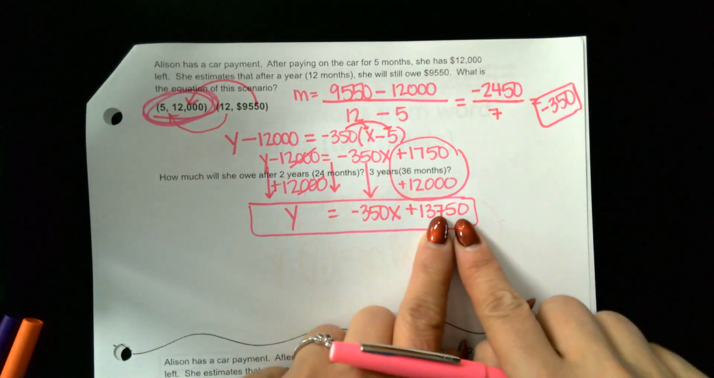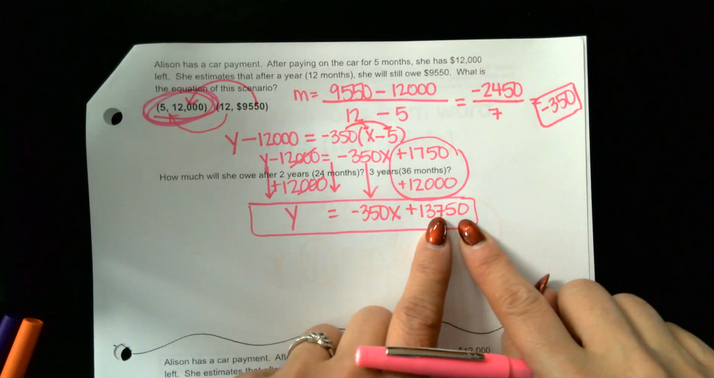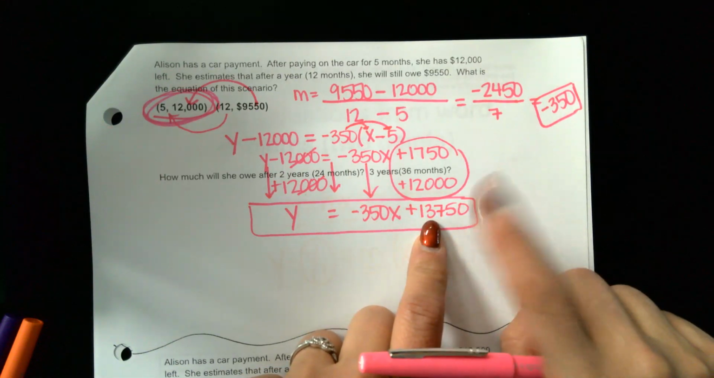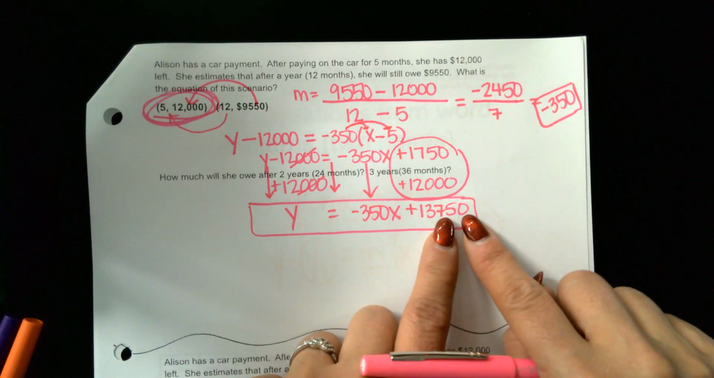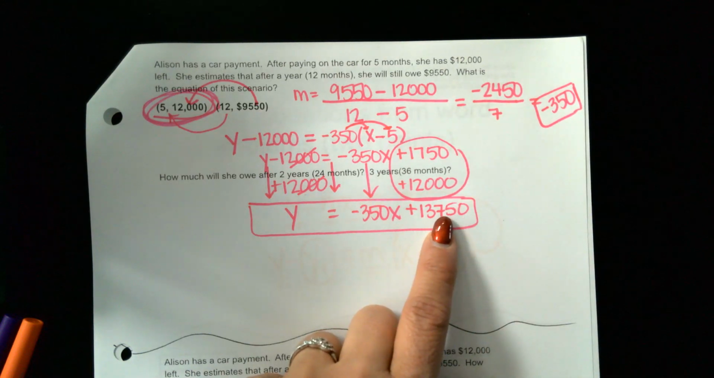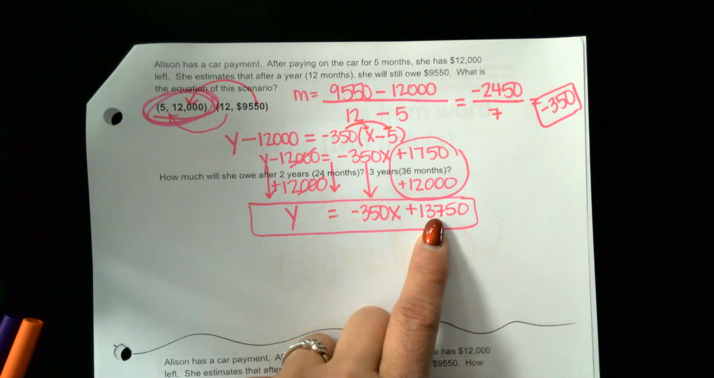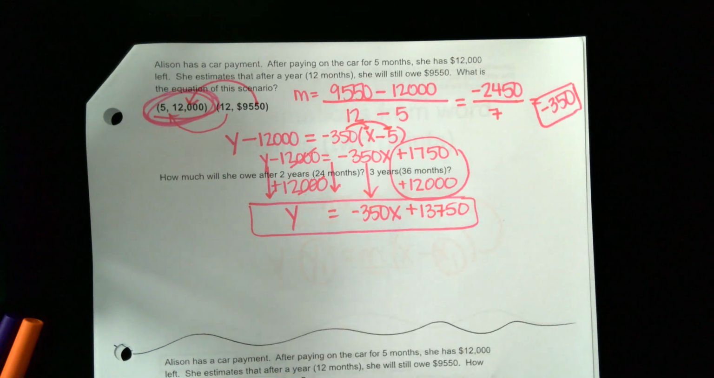So what is this 13,750? What does that represent? Because that's the y-intercept. Earlier you guys told me the y-intercept was his tax return because that's how much he started with. So what is this? Yeah, it's how much her loan is for. It's that total amount that she had to borrow for her car.